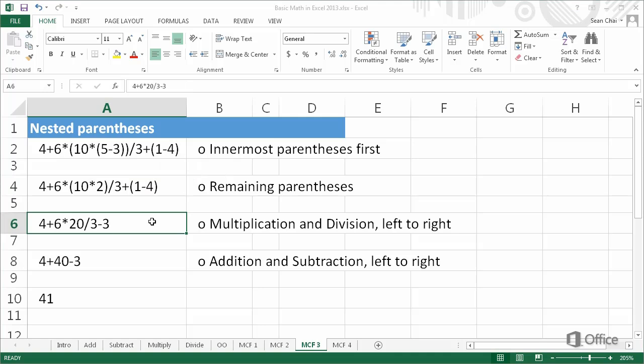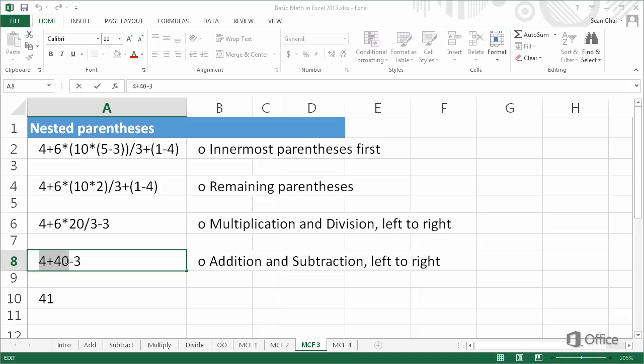Now we do multiplication and division from left to right. 6 times 20 is 120, divided by 3 is 40, resulting in this formula. Lastly, we do addition and subtraction from left to right. 4 plus 40 is 44, minus 3 is 41.